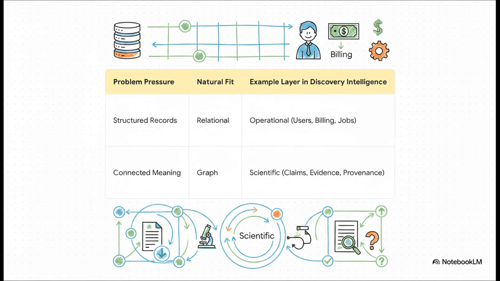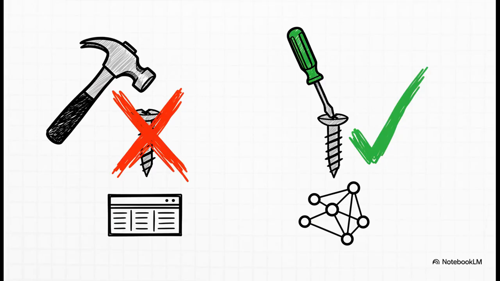So, you can see the crucial thing here is choosing the right structure for the job. If your problem is really dominated by structured individual records, users, billing, stuff like that, then a relational database is absolutely the natural fit. But if the core value of your system comes from all that connected meaning, like tracing scientific claims and their evidence, well then a graph starts to feel like a much more natural way to see the world. And this is so important to remember.